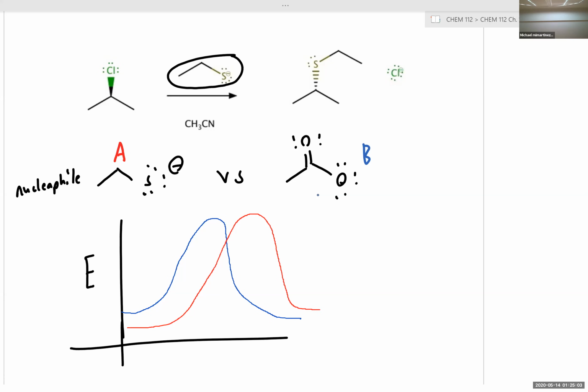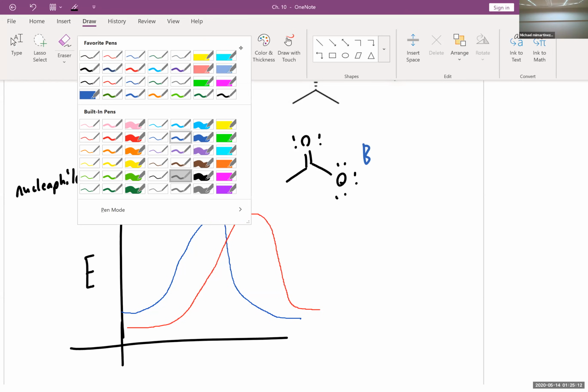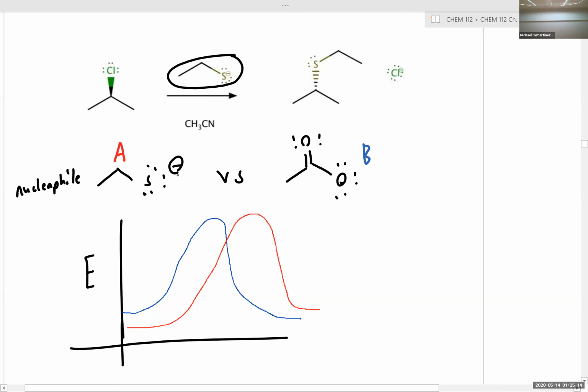So you're on the right track. You're very close to the right track in terms of the key difference between A and B. So looking at this chart, the proposed drawing indicates that nucleophile B is higher in energy.